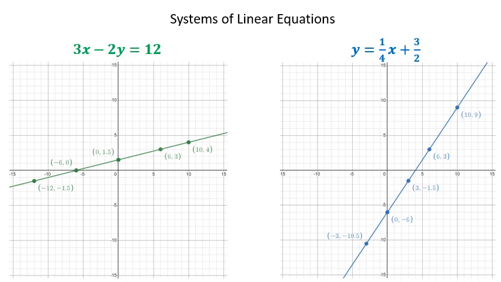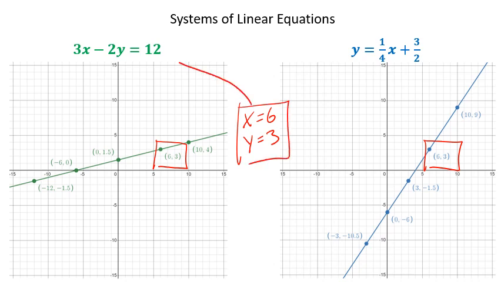Okay, if you look to the left and to the right and back to the left and back to the right, do you notice anything? Well, I'll give you a hint. I'll put a red box around it. You see the same point on both graphs. So that point, x equals 6, y equals 3. This is a solution to the green equation because it's a point on the green graph. This is also a solution to the blue equation because it's a point on the blue graph.